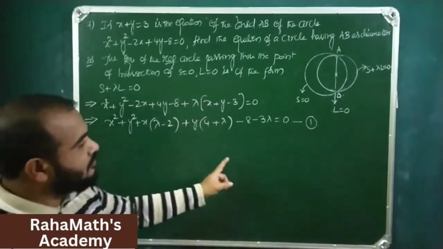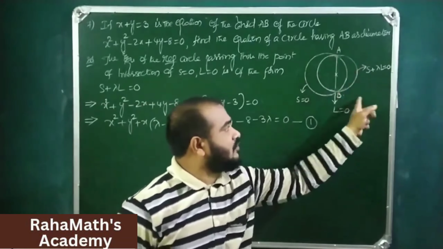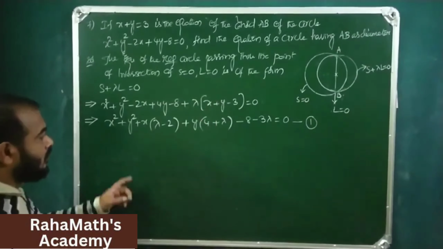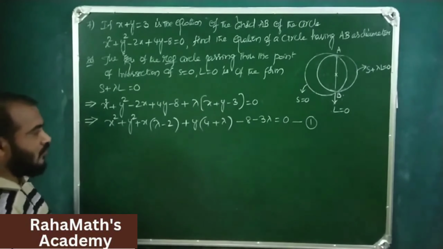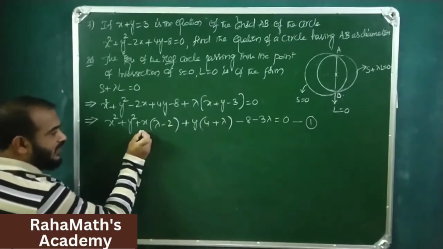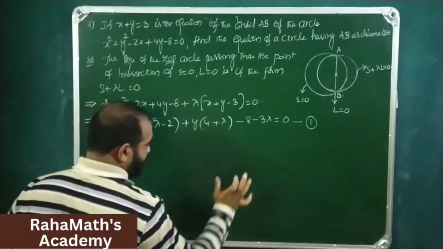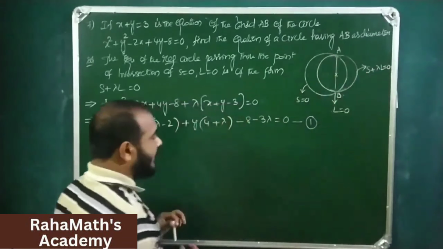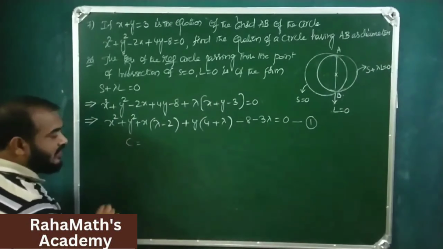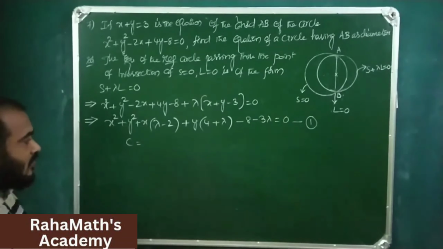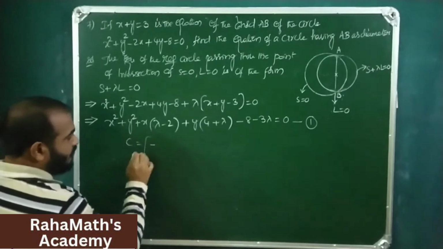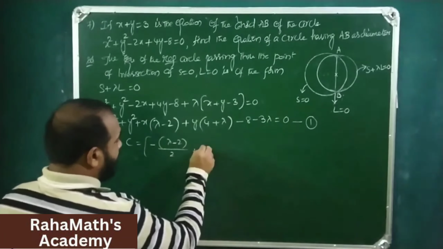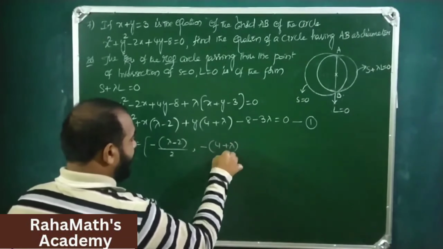And what is this? This is the S plus lambda L equals to 0 equation. So this is the general equation of the circle x square plus y square plus 2gx plus 2fy plus c equals to 0. So this circle is this circle in the diagram. Okay. So let us first try to write the center of this: minus g, minus f. So minus of lambda minus 2 by 2, comma, minus of 4 plus lambda by 2.